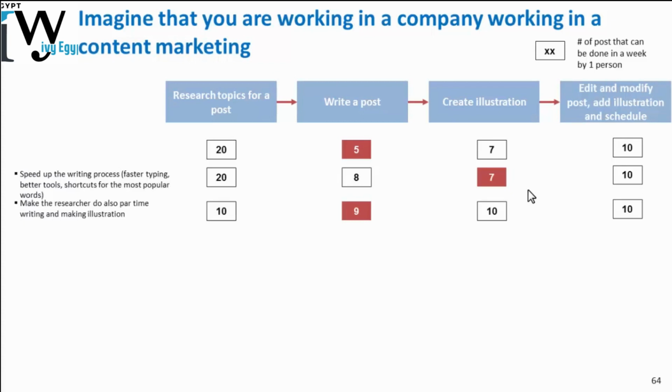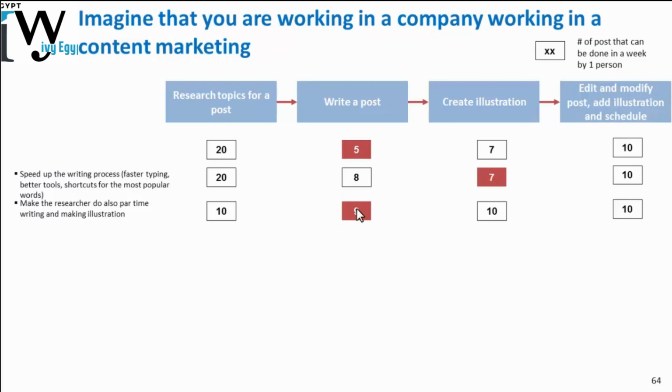In the next move, we will make the researcher also do part-time writing and illustration, so he can support his colleagues. This way, the market research capacity will go down, from 20 to 10 posts per week, but we increased our capacity in writing and creating illustrations. The bottleneck is again writing the post, but it's now 9 instead of the 7 we had in the previous move, and it's almost double what we had in the beginning.